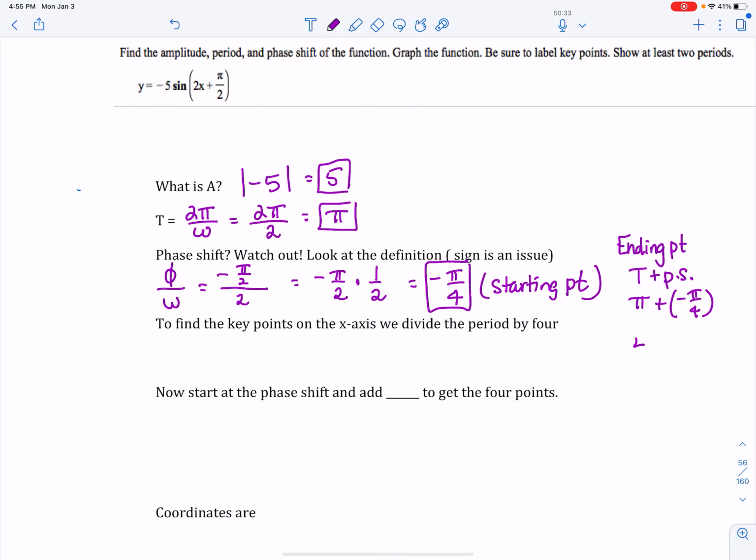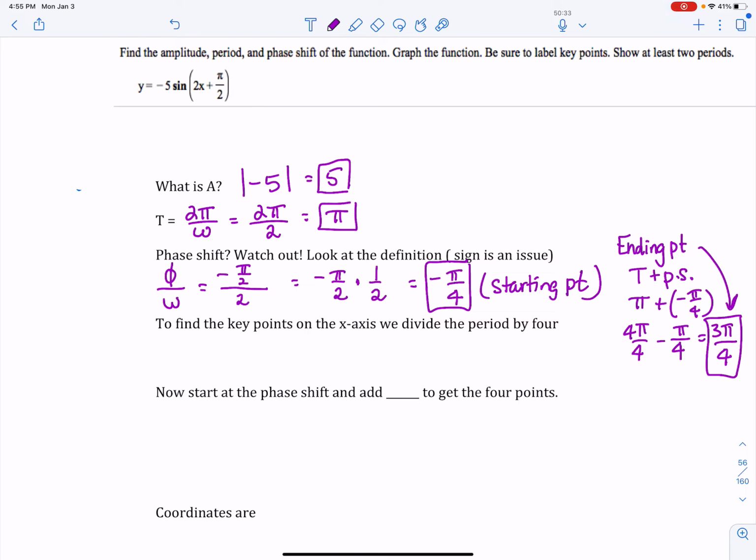So if I do the math here, I find a common denominator. And let me just rewrite that so it's a little bit more clear. So pi becomes 4 pi over 4 minus pi over 4, which is 3 pi over 4. So that's my ending point. Okay, so I have my ending point, my starting point.